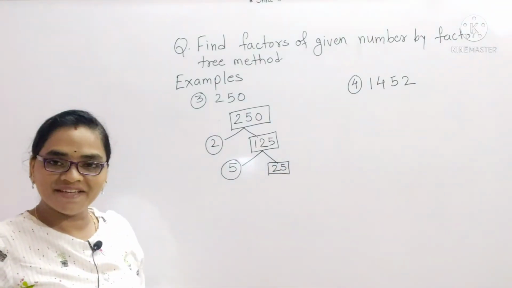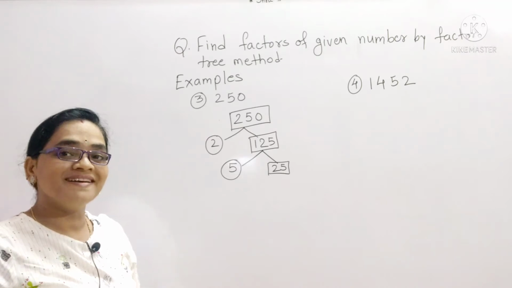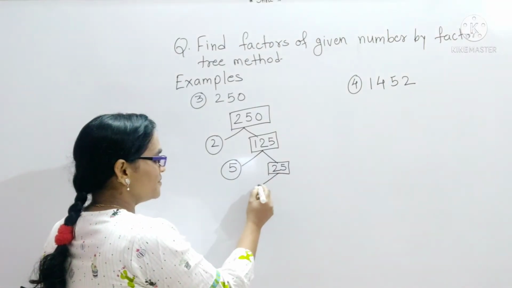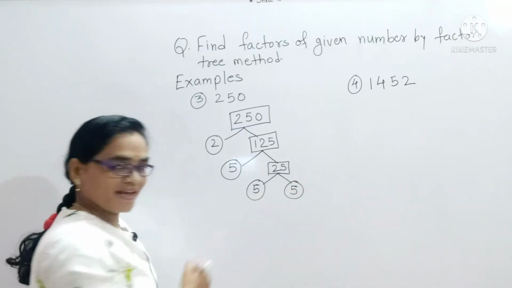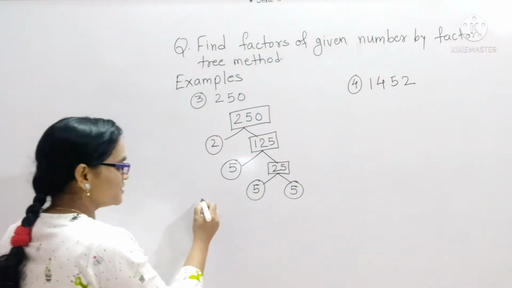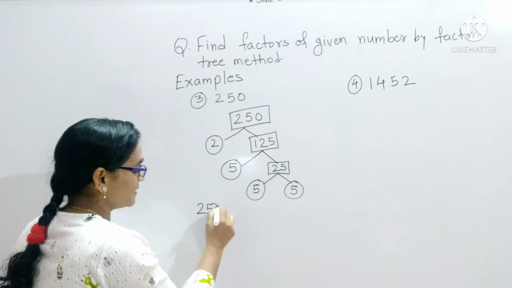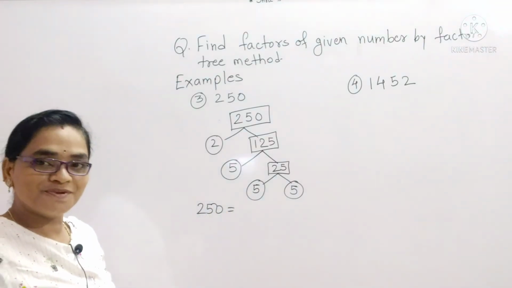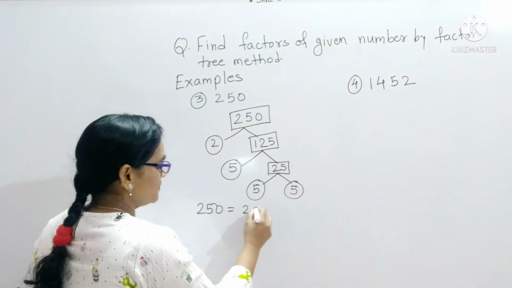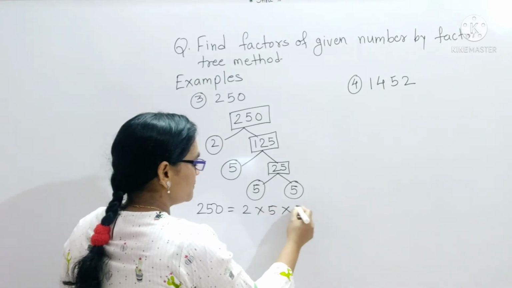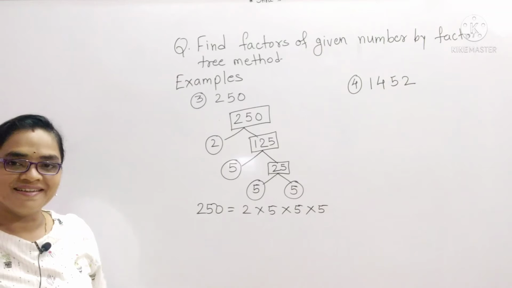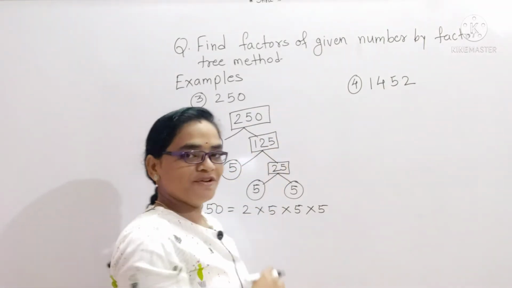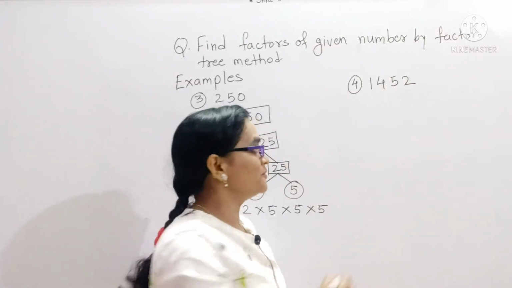25 is again divisible by which number? Yes, it is divisible by 5. 5 5s are 25. Which are the factors of 250? Prime factors of 250 are 2 into 5 into 5 into 5. Okay, cleared up? Then see the fourth example, 1452.